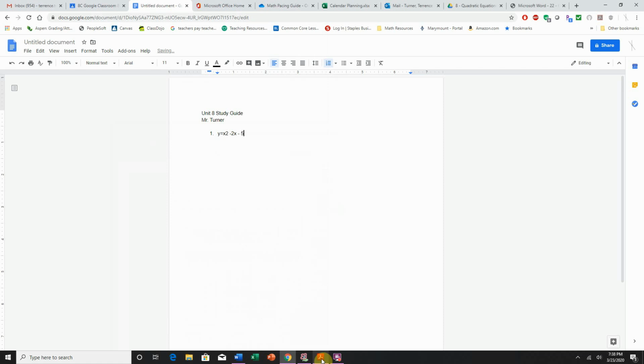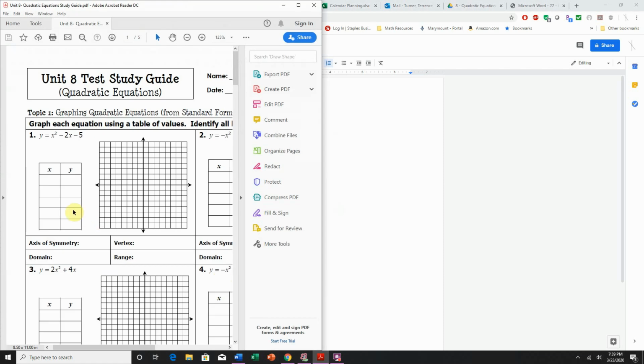This helps me grade this much quicker. It shows me which problem you're doing, going through everything. So the way you want to do that is you want to hit the tab button, and it'll indent everything for you. So the first thing we're going to do, the table of values, I'll allow you to do on your scratch paper. I'm more worried about the axis of symmetry, vertex, domain, and range.